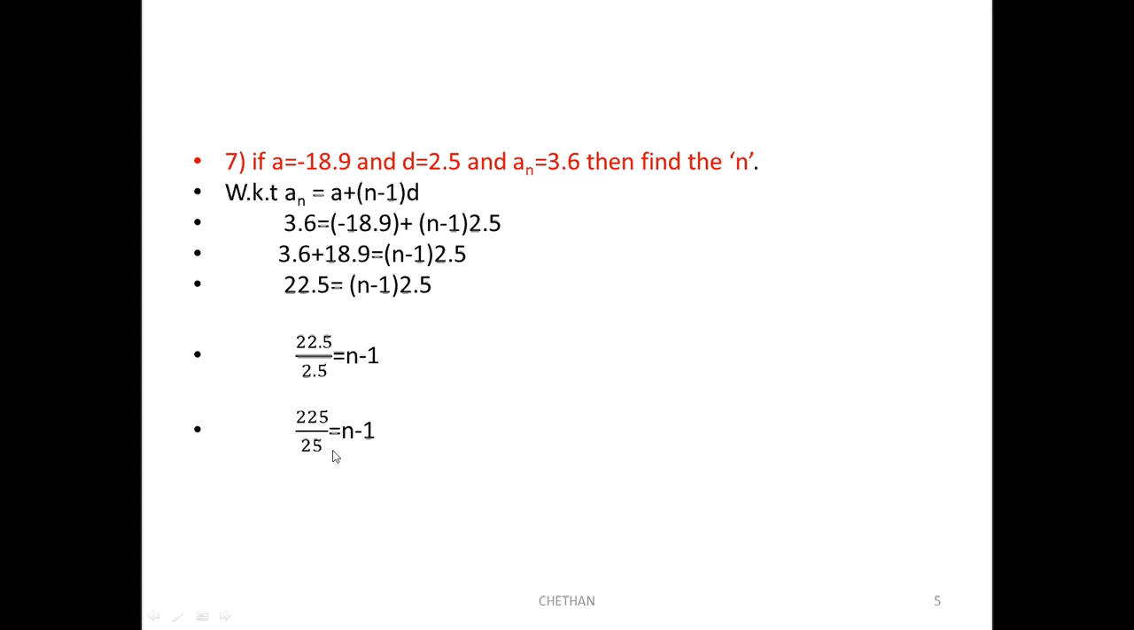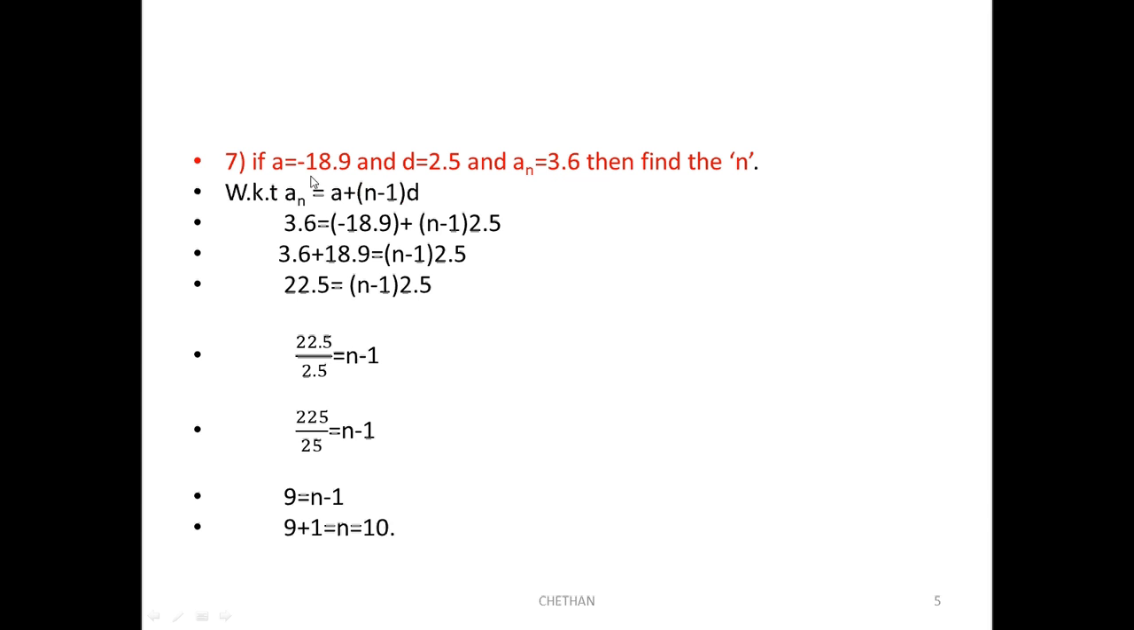If we divide 225 by 25, then it becomes 9. 25 ones are 25, 9 twenty-fives are 225. So 9 is equal to n minus 1. Taking minus 1 to the left side, it becomes 9 plus 1, that means n is equal to 10. N is equal to 10 means the 10th term of this AP becomes 3.6.